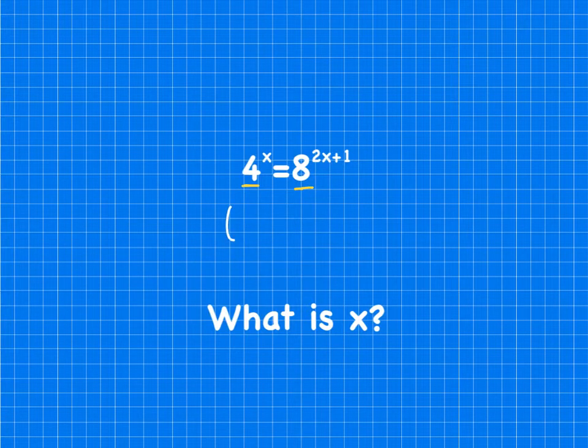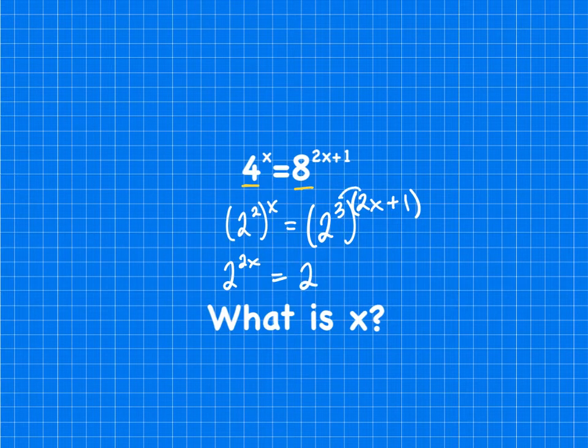So I'm going to replace the 4 with 2 to the 2nd, and then drop down to the x power. I'm going to replace the 8 with 2 to the 3rd, and then I'm going to drop down the 2x plus 1 for my exponent. And then I'm going to multiply my exponents. Now, when you do that, you need to be really careful because this is going to be 3 times the quantity 2x plus 1. So I'm going to put parentheses around that because what I'm going to have is 2 to the 2x equals 2 to the 6x plus 3.